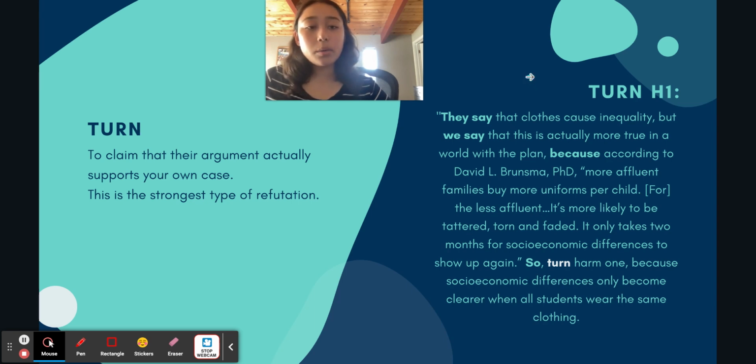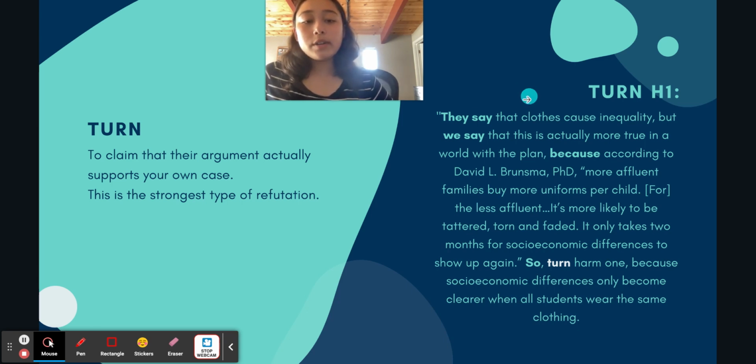So here's where you might turn harm one. They say that clothes cause inequality, but we say that this is actually more true in a world with the plan because, and I have this explanation of why. So turn harm one because socioeconomic differences only become clear when all students wear the same clothing. Something like that. So here we're taking the impacts of the gov and putting them on the opposition. Now gov can turn too, but this is just an example where the op is turning harm one.